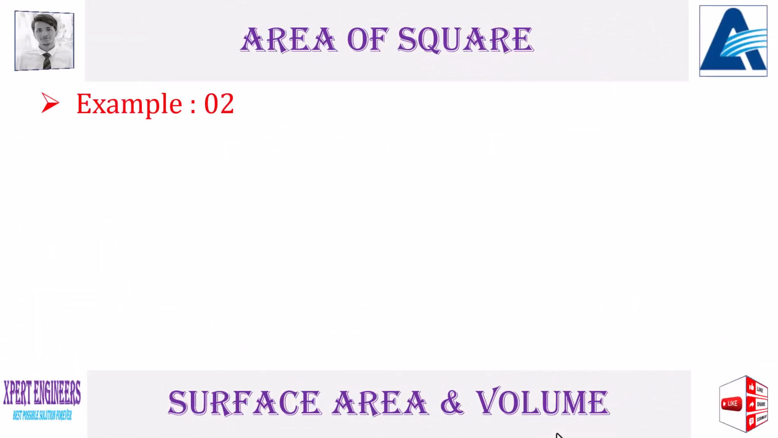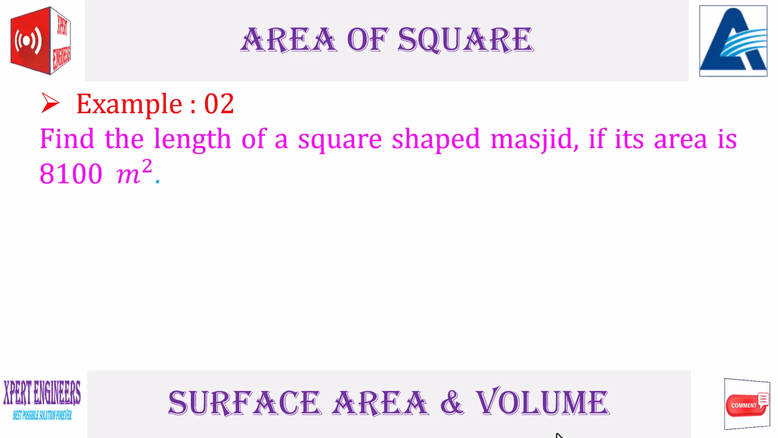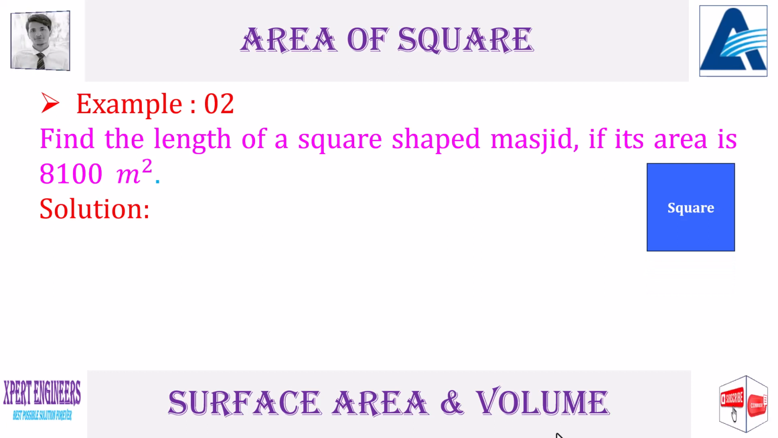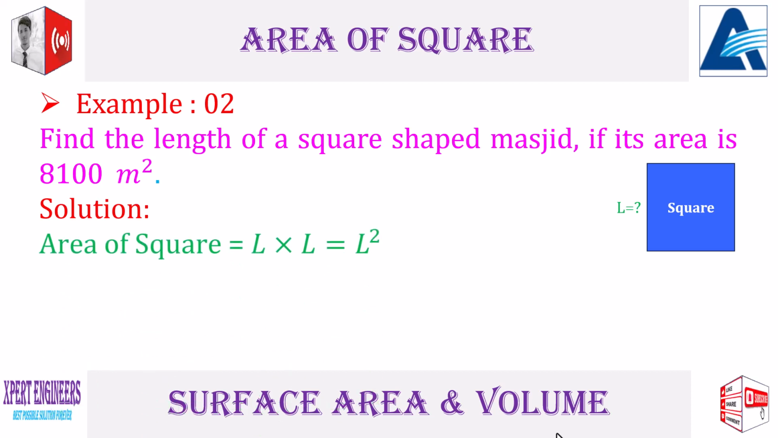Now let's solve another example. Find the length of a square-shaped masjid if its area is 8100 meters square. In this case, the scenario is a little bit changed. We have to find the length of sphere from its area. Let's assume that we have this sphere and we have to find its length. And area is given to us.